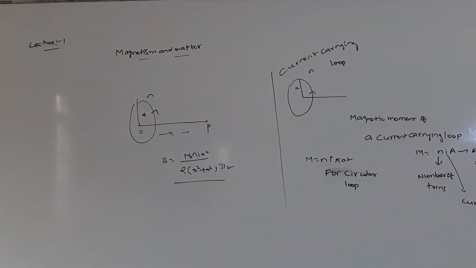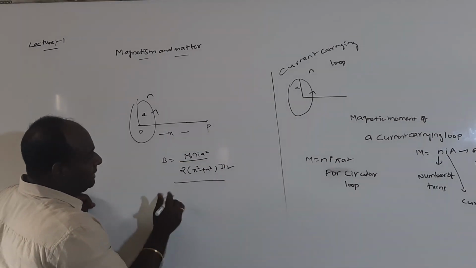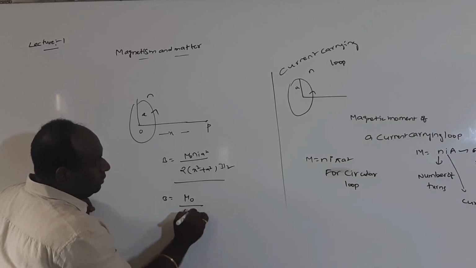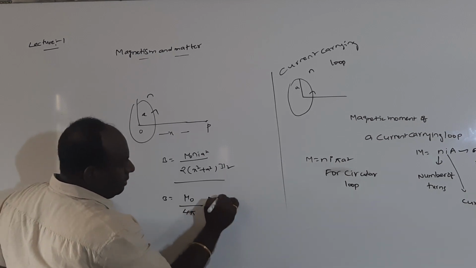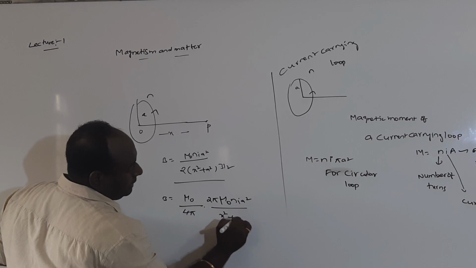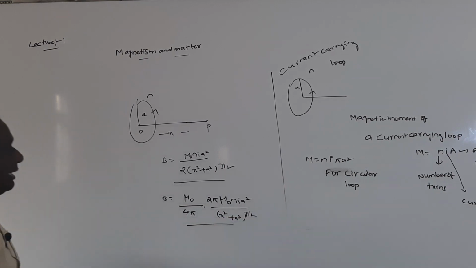Please remember this: B is equal to mu naught N I A square by 2 into (x square plus A square) whole power 3 by 2. Multiplying numerator and denominator by 2 pi, we get mu naught by 4 pi into 2 pi N I A square by (x square plus A square) whole power 3 by 2. This formula we can use easily. Mu naught by 4 pi is a constant in magnetism, so this is the most generally used formula.